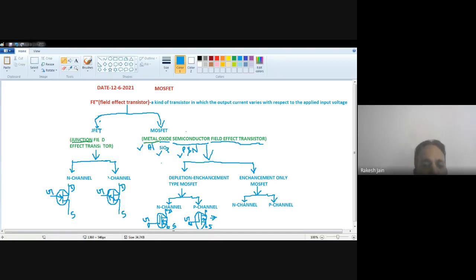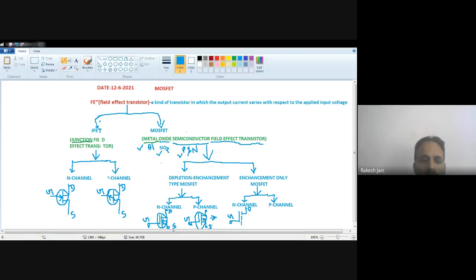Now the second one is enhancement only MOSFET. The enhancement only MOSFET symbol is quite different from the depletion enhancement MOSFET, such that just see this MS Paint file. In the case of enhancement only MOSFET, this one is your gate terminal. Here the drain and source terminals will be connected to this split kind of region. So the upper terminal is your drain.